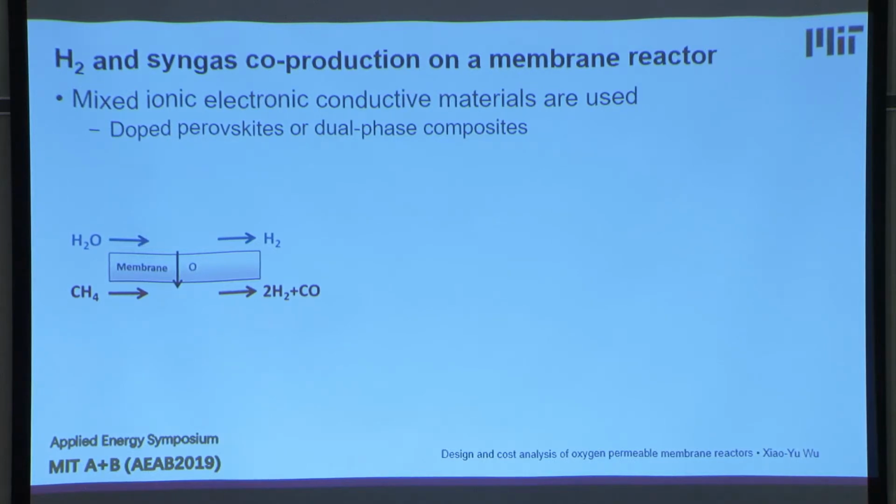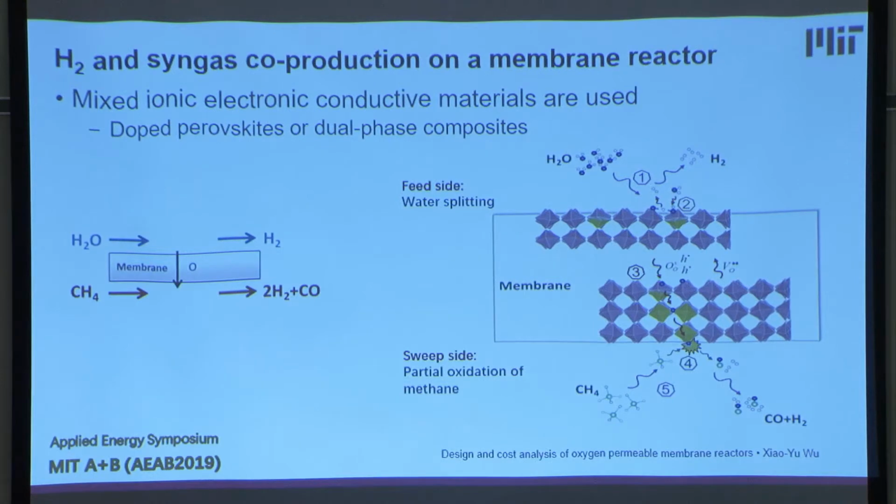So what type of membrane are we talking about? This is the perovskite membrane that can conduct oxygen. Here is a schematic of the process. On one side, we have water diffusing from the gas onto the membrane surface and reacting with the oxygen vacancies, so that the oxygen from the water diffuses into the lattice while we produce hydrogen on that side of the membrane. Then the oxygen from the lattice diffuses to the other side because of the chemical potential gradient. On the other side, this lattice oxygen reacts with methane so that we can produce a mixture of CO and hydrogen.